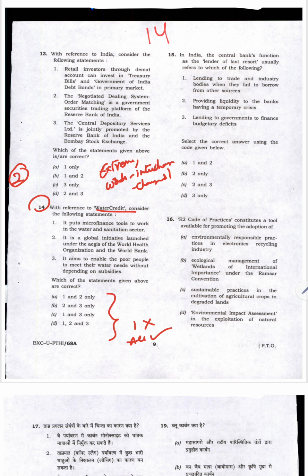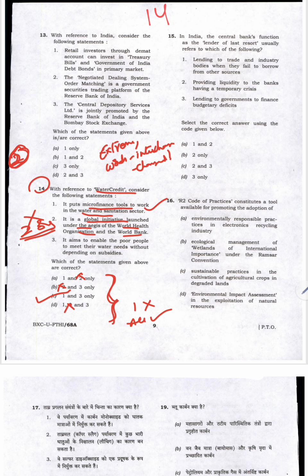Okay. Now, it puts microfinance tools to work in the water and sanitation sector. Okay, it can be right. It is a global initiative launched under the aegis of World Health Organization. See, two organizations are given here, so it can be wrong. So my personal intuition is that two is wrong. Answer is three here. Got it? Again, you see this question. This is the second question of this type.